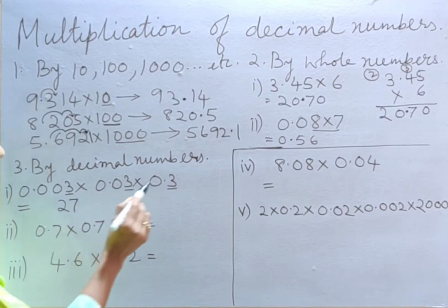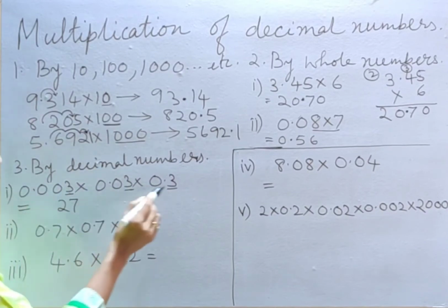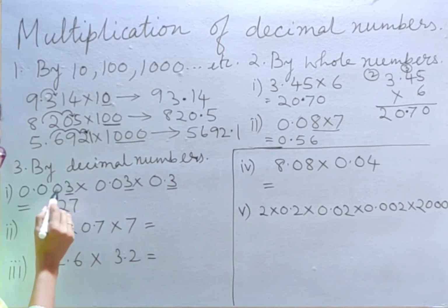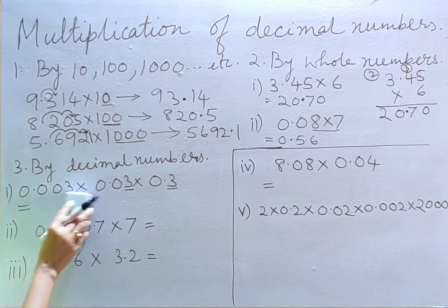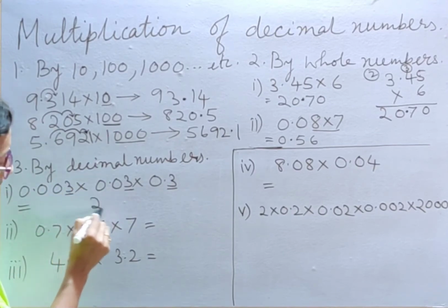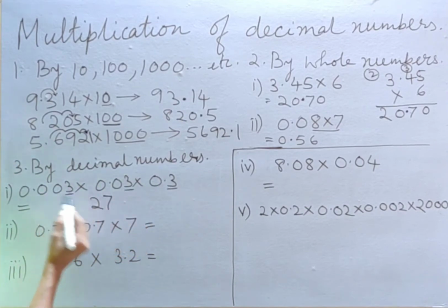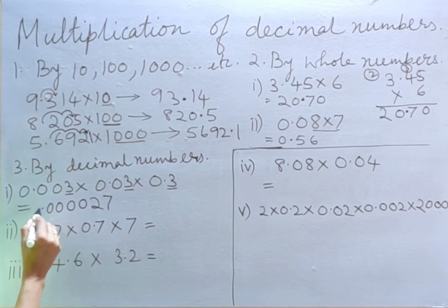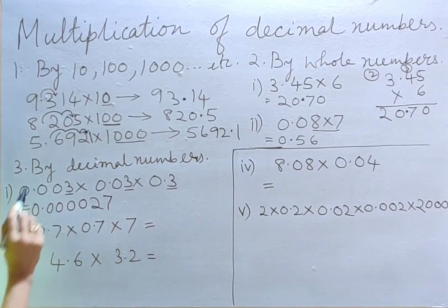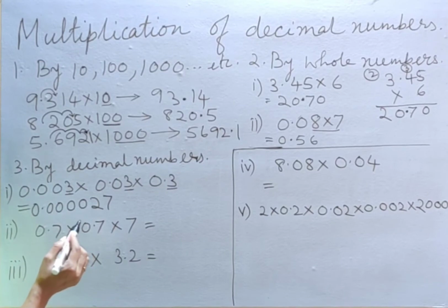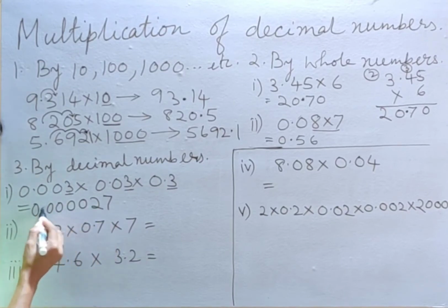Now you count the number of decimal places in the question. So here 1, 2, 3, 4, 5, 6. So when there are 6 decimal places, you have to write 27 and count again 1, 2, 3, 4, 5, 6. So you have 2 already, then 3, 4, 5, 6. Now put the decimal point. This is how you do it. First you do the multiplication, then count the number of decimal places in the question, and that many decimal places you have to put in the product also.